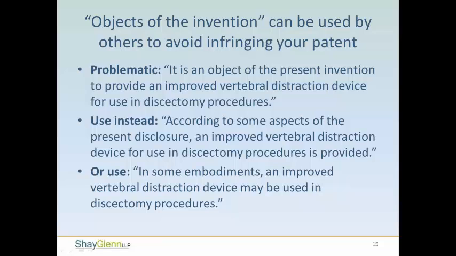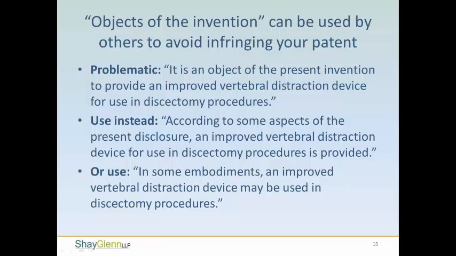And how this can be a problem is a potential infringer may have a distraction device that's otherwise covered by the claims of your patent, but you've said, well, it's an object of the present invention to use it in a discectomy procedure. They may not use it in a discectomy procedure. They may use it in a motion-preserving procedure that is just aligning the spine or is doing something else.